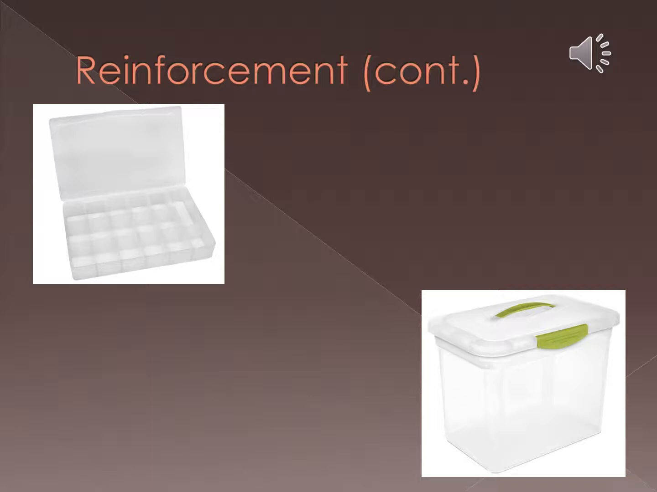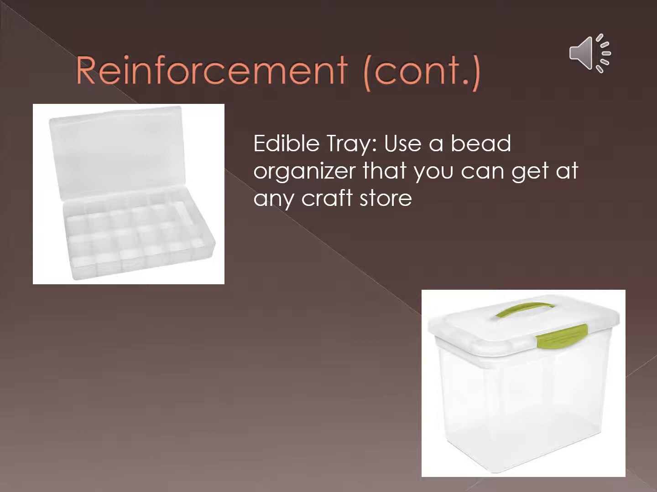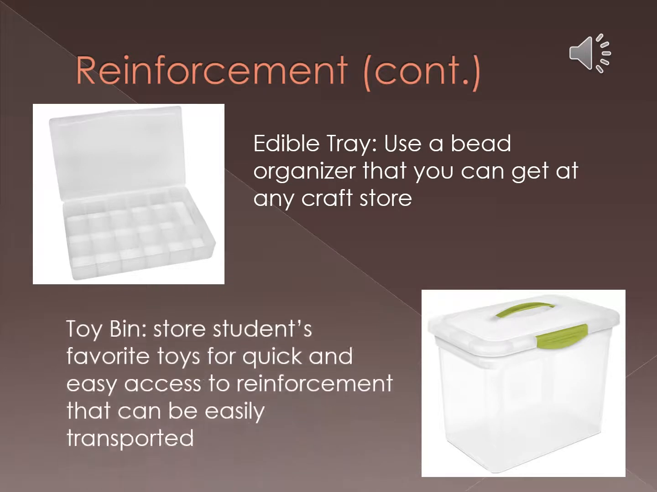Next, I'm going to show you two options for reinforcement. The first is an edible tray. So this picture here is just a bead organizer that I got from Michael's, but you could really get it from any craft store. And this is what we use in my classroom, and you can get various sizes depending on the type of edible or food that you are using with your students. I recommend with the edible tray putting the student's name on the top just so that you don't get it confused with other students who might have edible trays in the classroom.